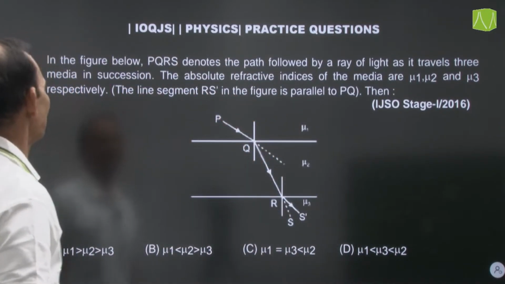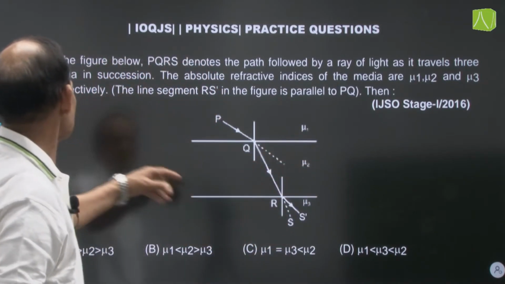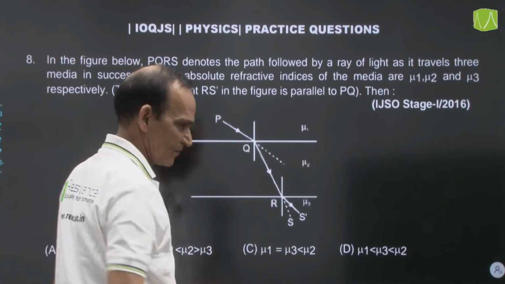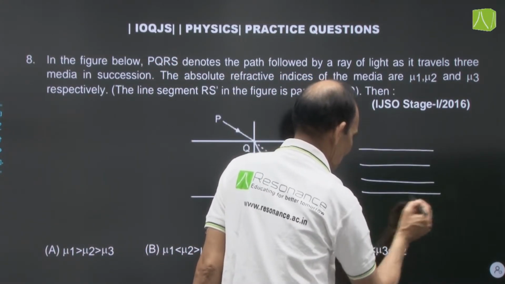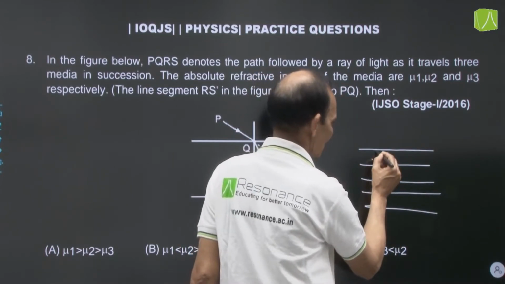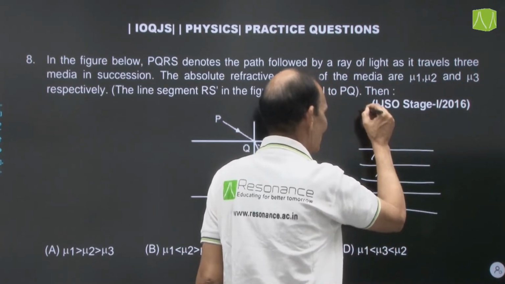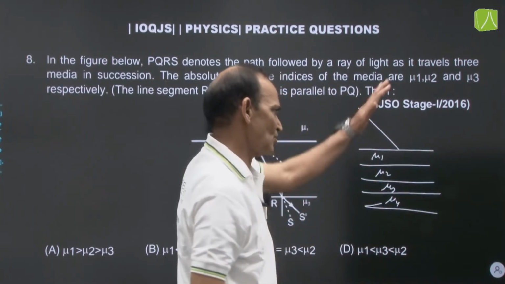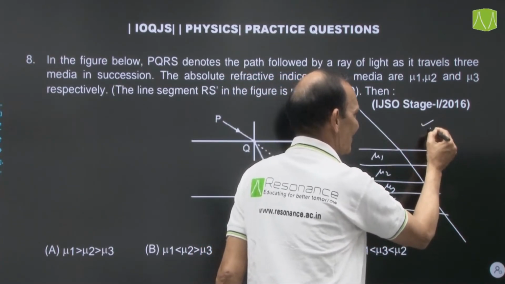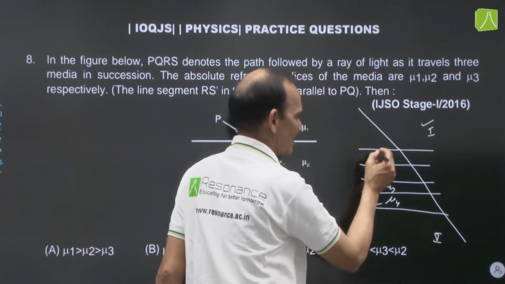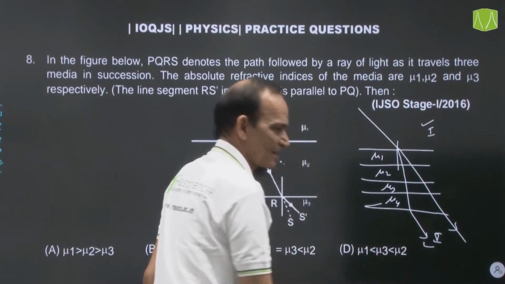Now question 8. The figure PQRS denotes the path followed by a ray of light as it travels through 3 media, M1, M2. First of all, think about it. These are the media, 1, 2, 3, so many media with parallel sides. It is mu1, mu2, mu3 and mu4. Light moves from here. In the absence of these media, it will move in this path. Suppose the first medium and last medium are the same, then definitely the incident ray and emergent ray will be parallel.